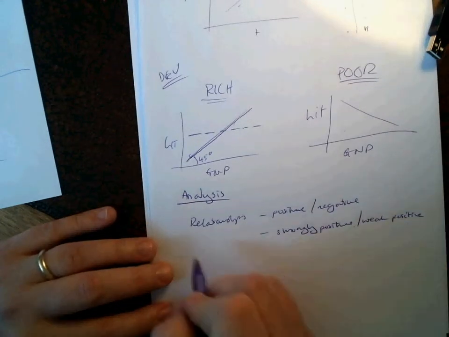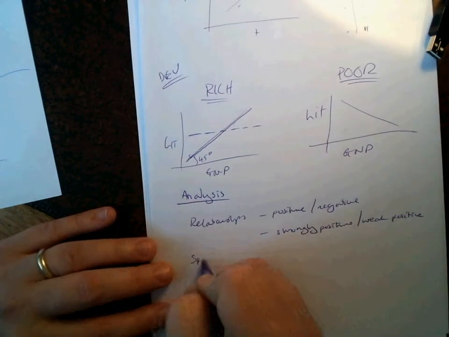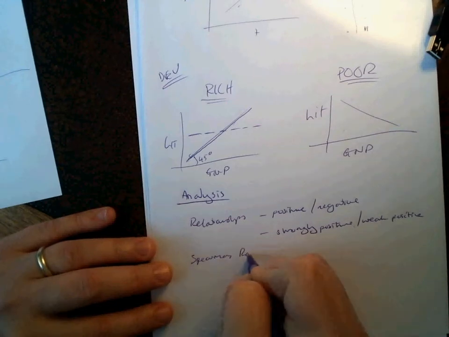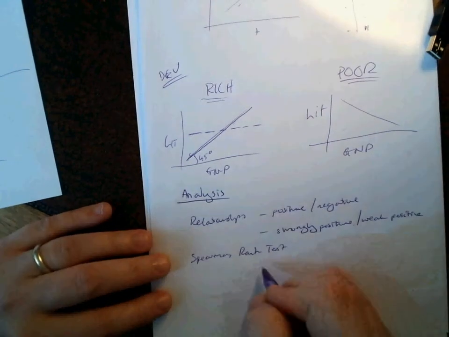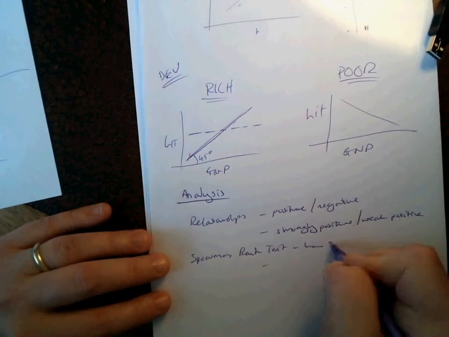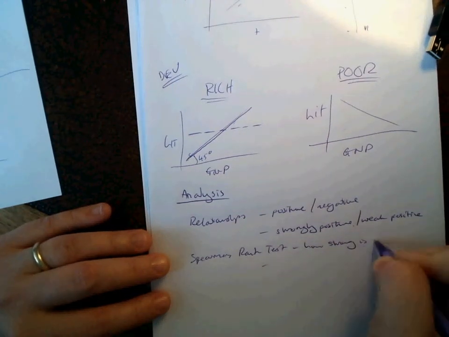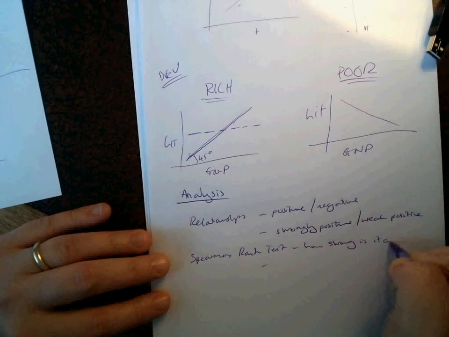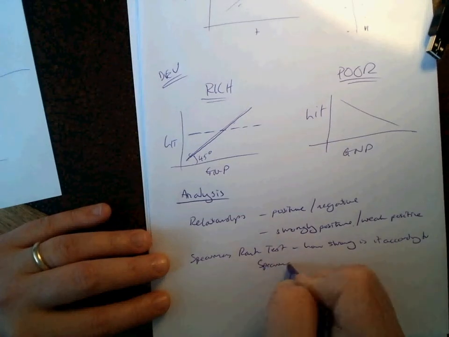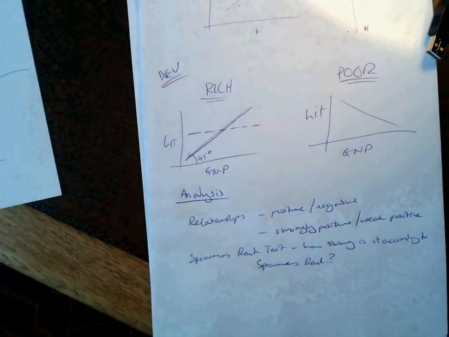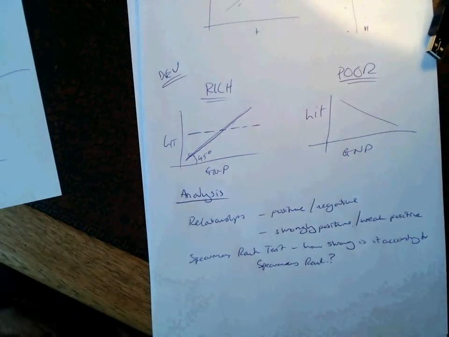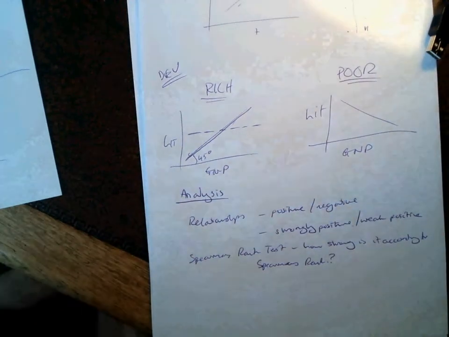Some analysis would include a Spearman's rank test. Let's test the strength of the relationship. So, how strong is it according to Spearman's rank? You're all going to use Spearman's rank. I don't care who you are, you're all doing hypothesis 1 with Spearman's rank.